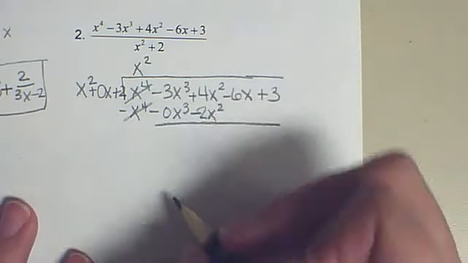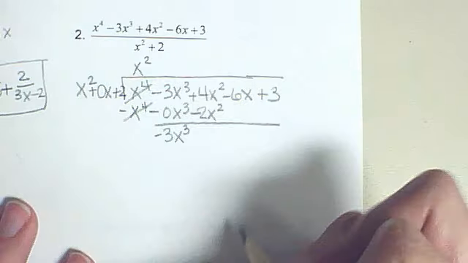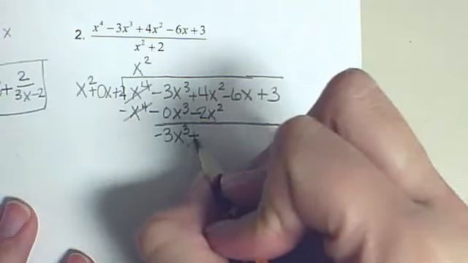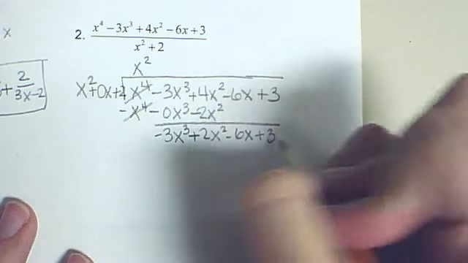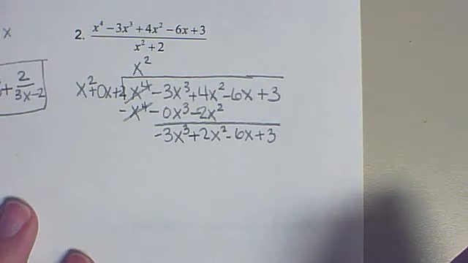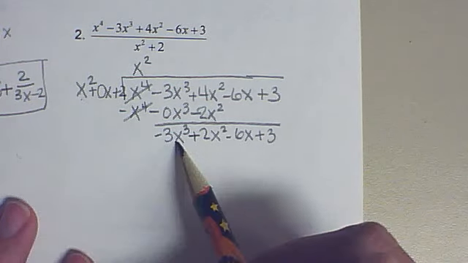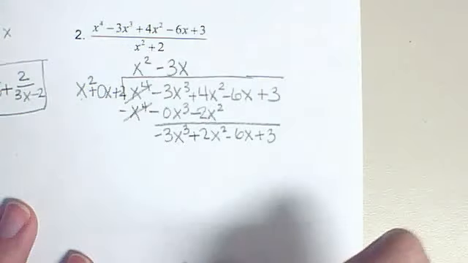I have negative 3x cubed minus 0x cubed. So that's negative 3x cubed. 4x squared minus 2x squared, which is 2x squared. And I pull down the rest of my terms so I don't forget about them later. Now I'm asking myself, how many times does x squared go into negative 3x cubed? It goes in negative 3x times.